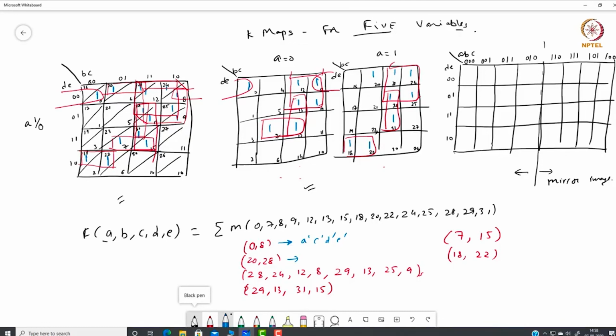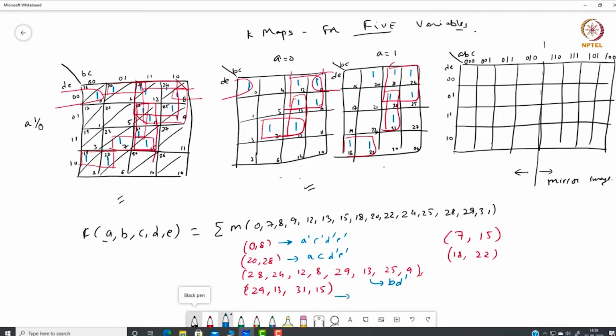Similarly for 20 and 28, this is 20, this is 28. We can see both of them are in the upper triangle, so A is the invariant part, and then here C is the invariant part, D dash, E dash. For this one, we see the upper triangle as well as the lower triangle is there, so A becomes the variant part, not the invariant. So the invariant part is B and D dash.